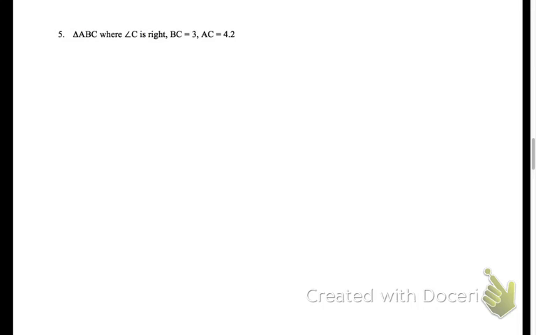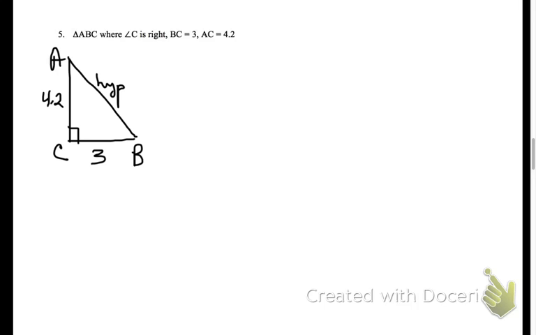Problem number 5, triangle ABC. Same scenario here, C is the right angle. BC has a length of 3 and AC has a length of 4.2. So now we know the two legs. Our hypotenuse here is going to be our Pythagorean theorem. We're going to do 3 squared plus 4.2 squared, and that's going to equal our hypotenuse AB squared.